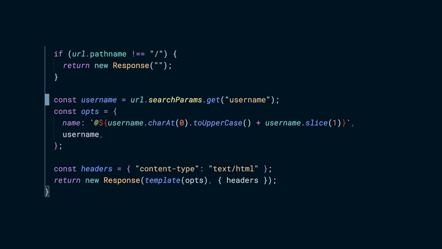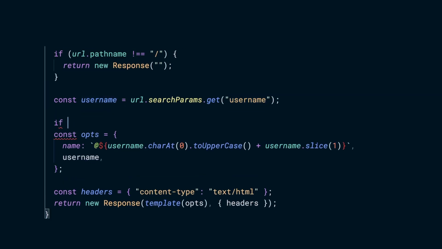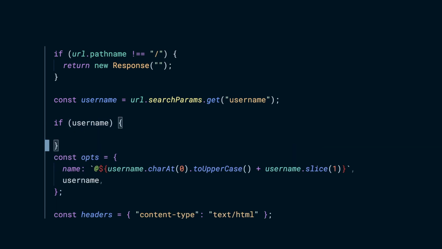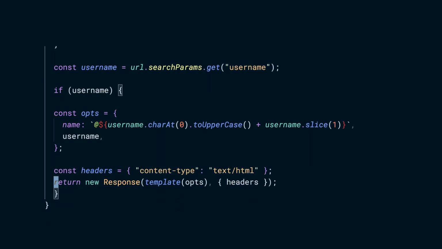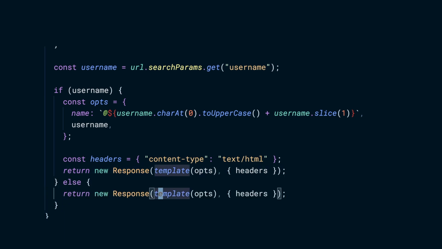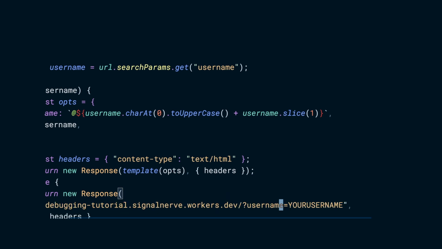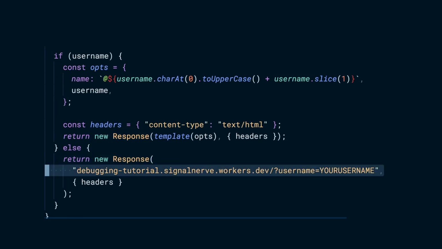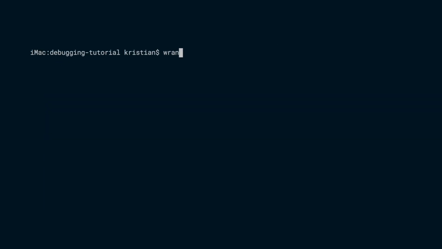So we can add some additional code here. We can say if username exists, and then we can continue, doing all this code like it should be. Otherwise, maybe we should show some kind of message here that says this is how you use this application. For instance, the full URL and the username parameter, as sort of a, this is how this thing works. So I'll get ready to publish this.